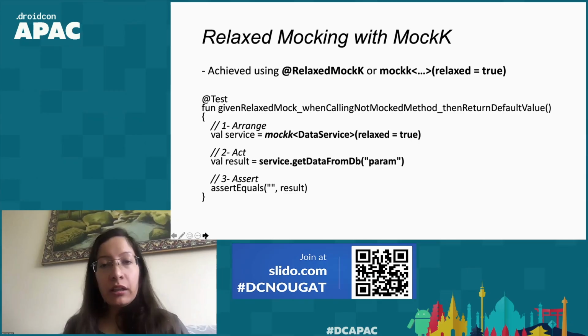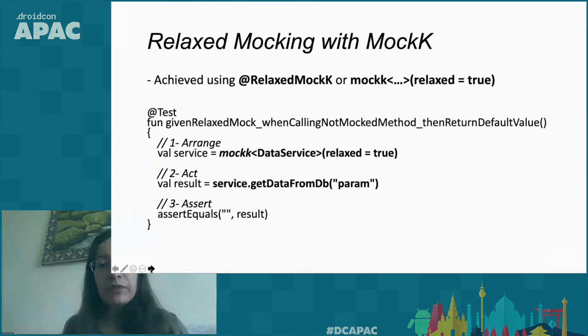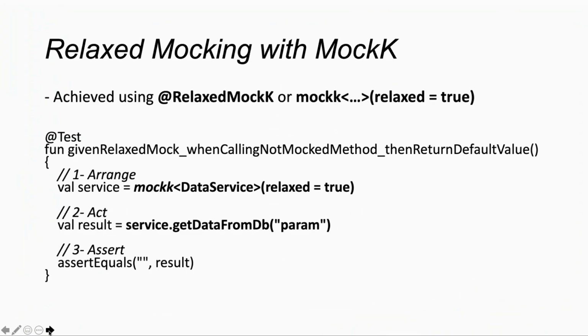So to create a relaxed mock, you can see here I have created a relaxed mock for service. I have specified the relaxed equal to true attribute, and then I make a call to that method. In case of relaxed mocking, it will return the default value of the return type. So in this case, I'm making a call to get data from database, and because it was returning a string return type and I'm creating a relaxed mock, it will give me an empty string, which is the default of string.